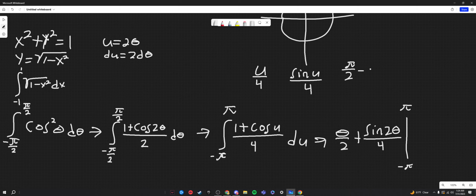So we're going to be subtracting a negative pi over 2, which of course gets us 2 pi over 2, or just pi, which is in fact the area of the unit circle via the actual formula pi r squared, because of course r of the unit circle is just 1, so 1 times pi is pi, so we get our answer.